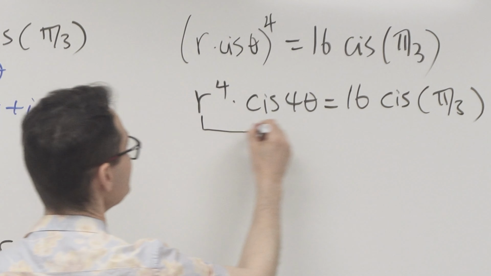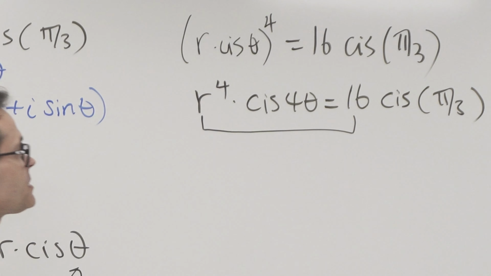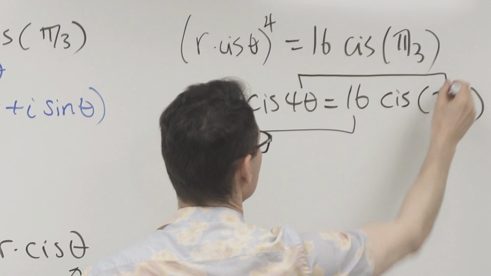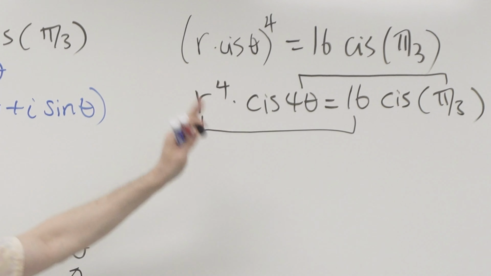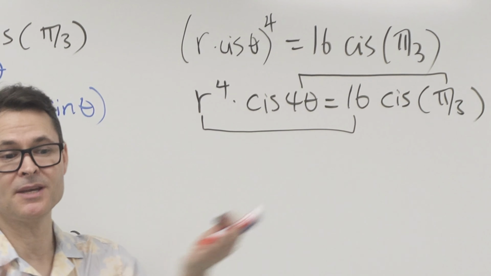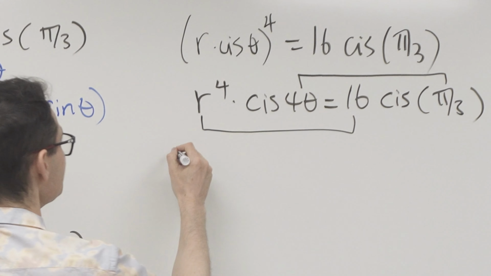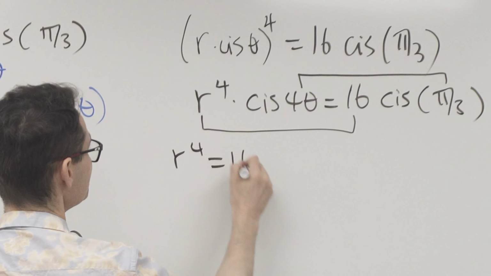We can equate the coefficients, and we can equate the arguments. Mirror, mirror on the wall, equals never lies. This side has to be equal to the other side because the forms are equivalent. So that means that r to the 4 is equal to 16.